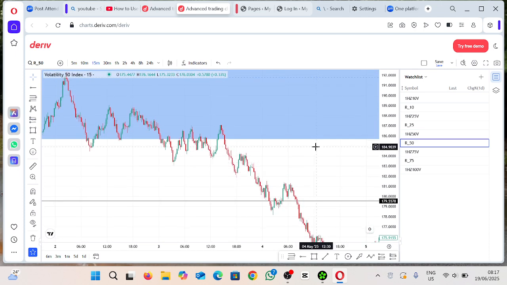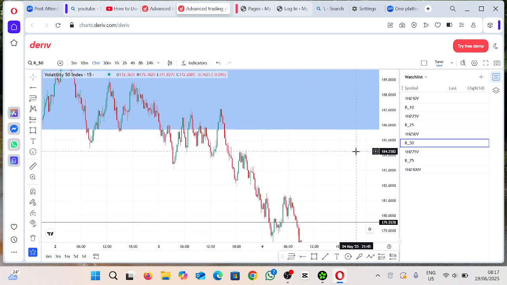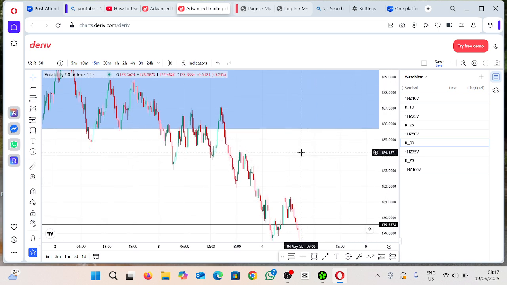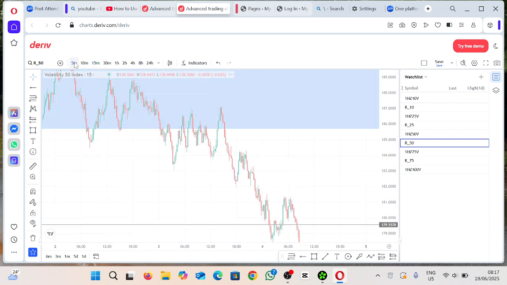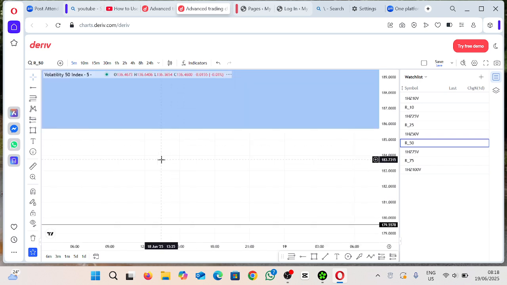Now this is our 15 minutes time frame. The problem now is if we scale down to the 5 minutes time frame, we might not be able to get to this data again because it's been so long.